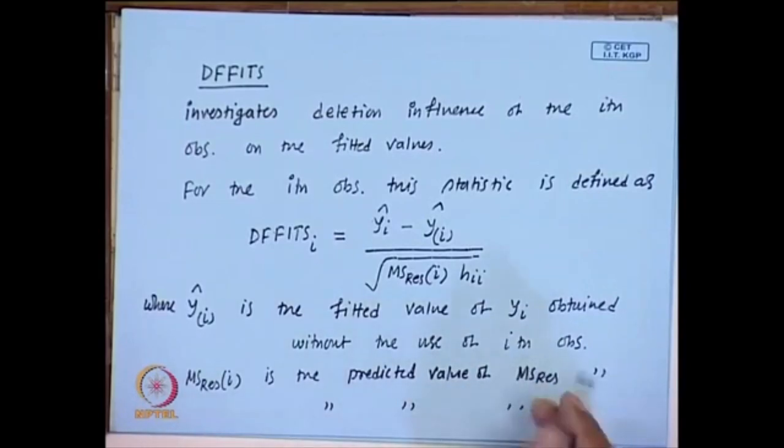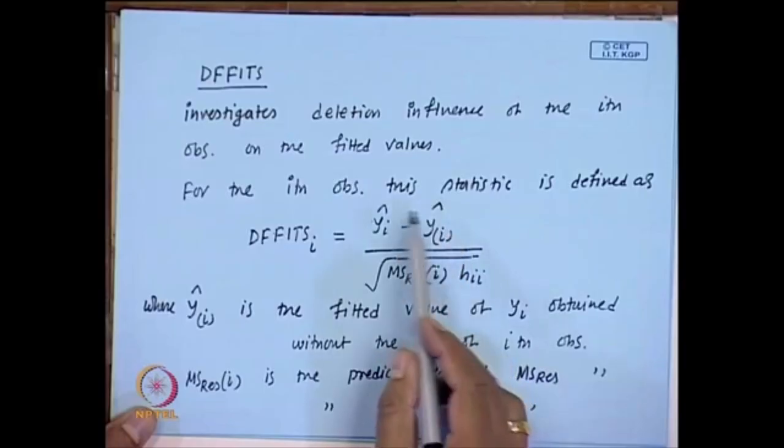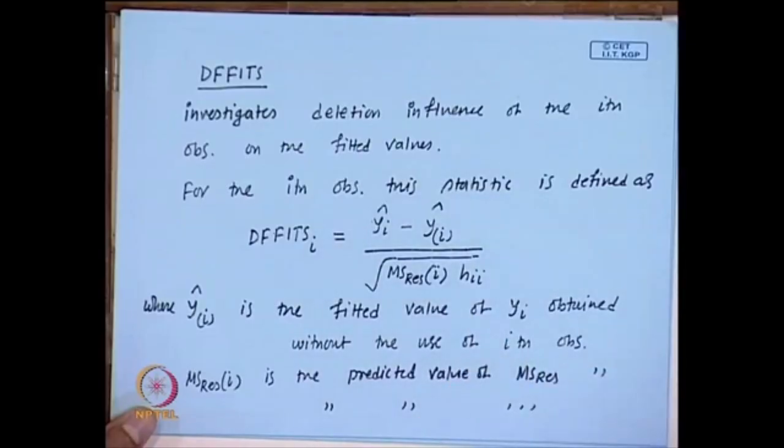Here also, generally MS residual estimates sigma square, which is the variance of epsilon and is unknown. But here MS residual (i) is the MS residual obtained using all the observations except the ith observation, that is, the difference between MS residual and MS residual (i). And if the ith observation is an influential observation, then this quantity is large.